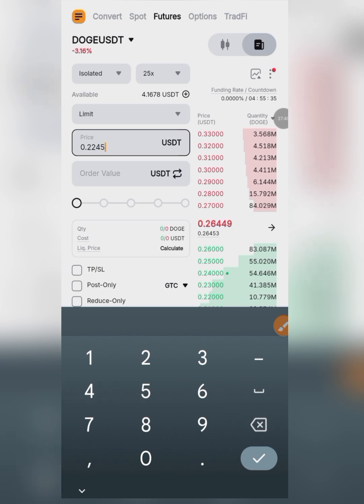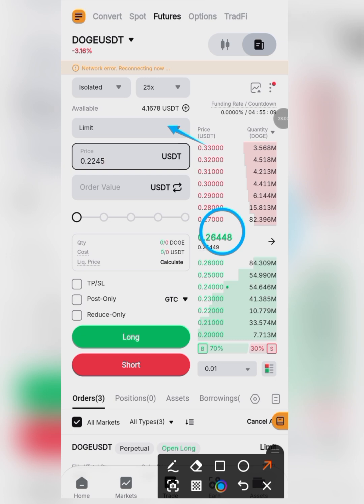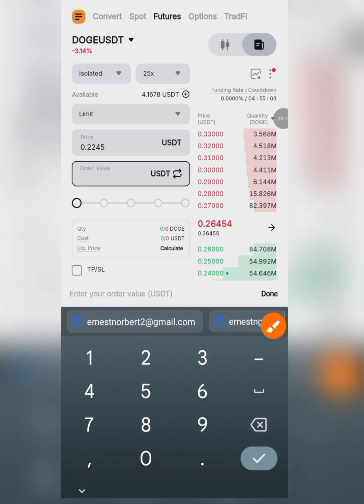0.2245. Okay, let's say you're telling the market, please don't buy this coin yet for me at this market price of 0.26445. Hold on until the market comes down to 0.2245, then you will buy. So that's the essence of entering a limit here. Is that clear? Now that takes us to market value, or the other value.